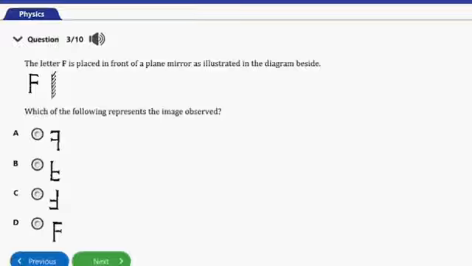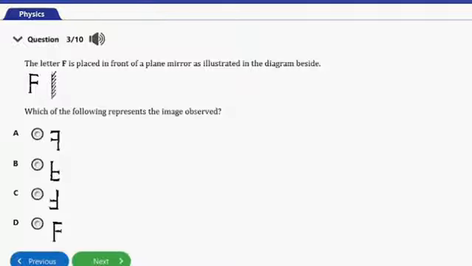That's question number 3 here. It says, the letter F is placed in front of a plane mirror as illustrated in the diagram beside. Which of the following represents the image observed? You see options A to F. You notice that on the mirror, what you will see would look like the image in option A. And that's it for this question. So option A is the answer to this question.